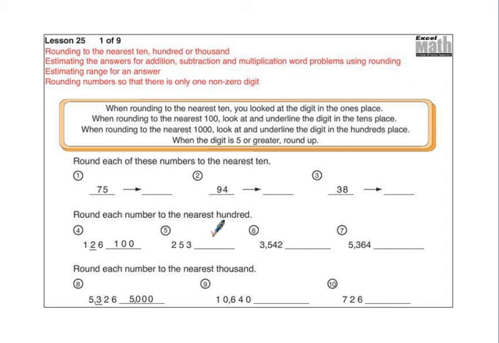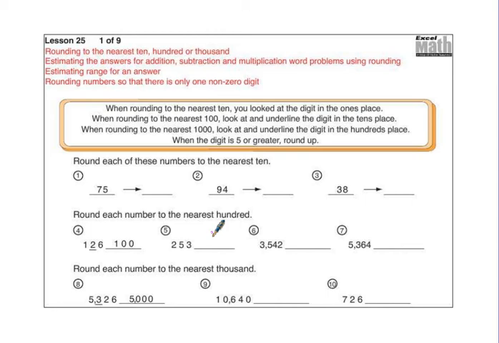When rounding to the nearest 10, you look at the digit in the ones place. When rounding to the nearest 100, look at and underline the digit in the tens place. When rounding to the nearest 1,000, look at and underline the digit in the hundreds place. When the digit is 5 or greater, you round up.